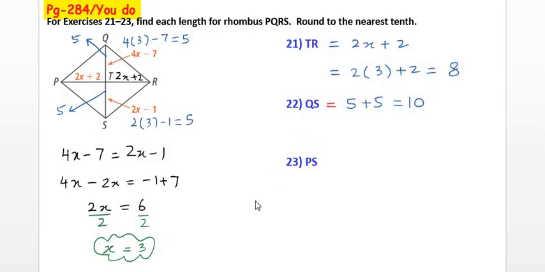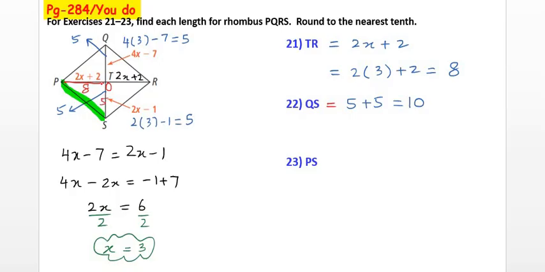Now in question number 23, they want us to find how long PS is. So where is PS? They want us to find how long this line is. If I look at this triangle, let's name this point O. So PO is how much? It's 8, right? And how much is this part?